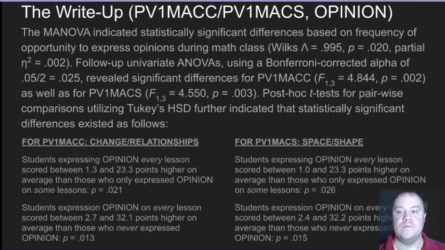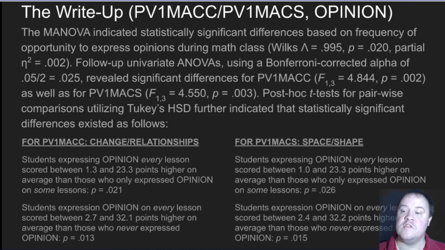On average, and that's important, remember, this is not precise. This is on average. Everybody didn't have this difference. It's on average. Then those who only expressed opinion on some lessons, and then we report the p-value. Students expressing opinion on every lesson scored between 2.7 and 32 points higher on average than those who never expressed opinion, and a p-value of 0.013. And then we do the same thing for space and shape.